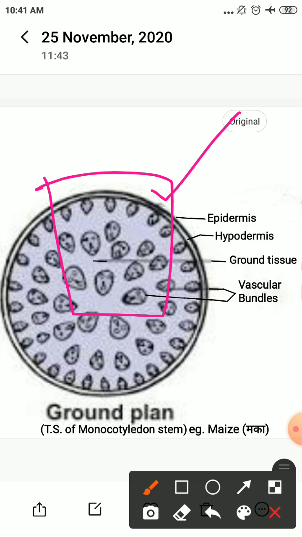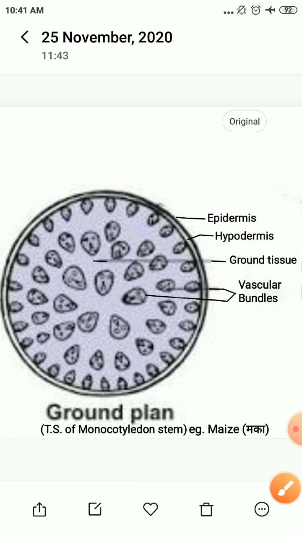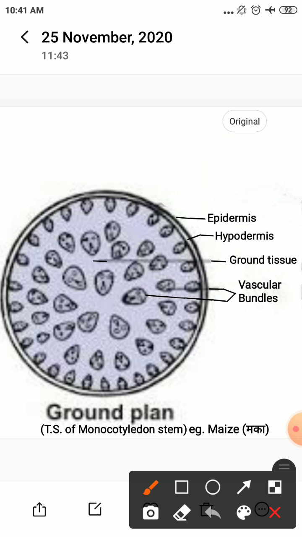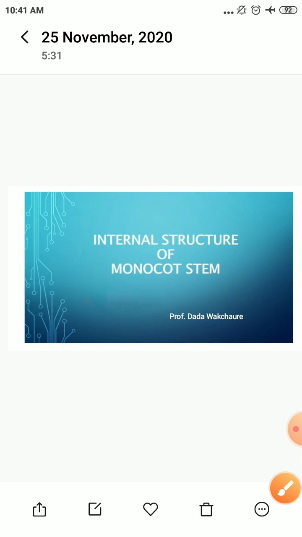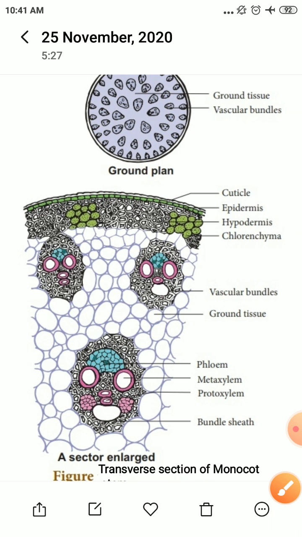We have to observe what structures from the epidermis up to the core part it shows, and how is the structure of the vascular bundles. So this we have to visualize only the sector. This much part we have to observe in detail. So this is about the ground plan.